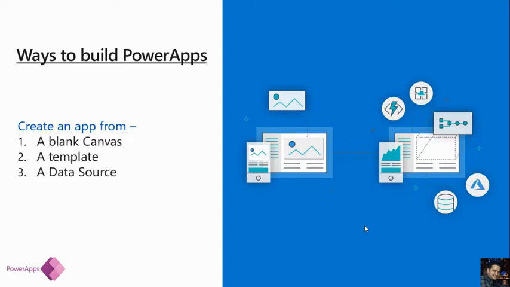The blank canvas app we have already seen in the previous demo, and in the subsequent videos also we will be looking at the different attributes, properties, and controls that you can use in a canvas app. In this particular video today, I am going to show you how you can create an app using a data source and by creating a connection.